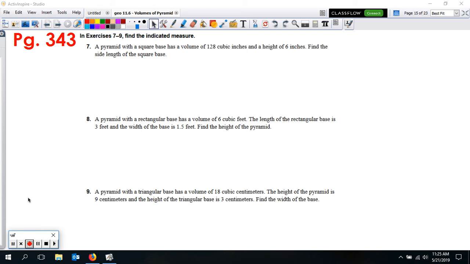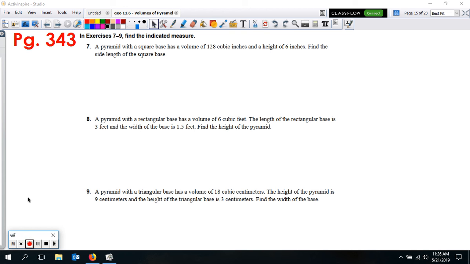Okay, on page 343, we're looking to find the indicated measure. So number 7, it says a pyramid with a square base has a volume of 128 cubic inches. So it tells us the volume there, and a height of 6 inches. It tells us the height. What we don't know is the area of the base. So it says find the side length of the square base. So we want to know not just the area of the base, but what's the side length of that base.